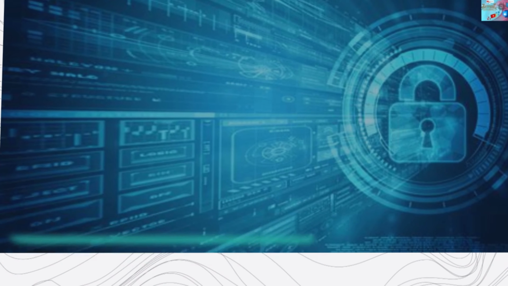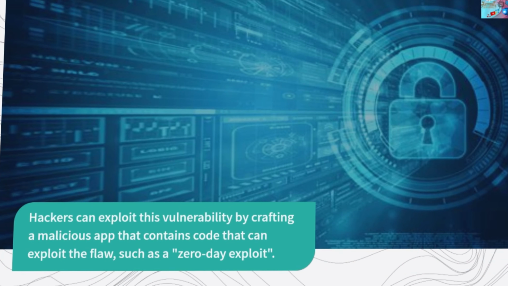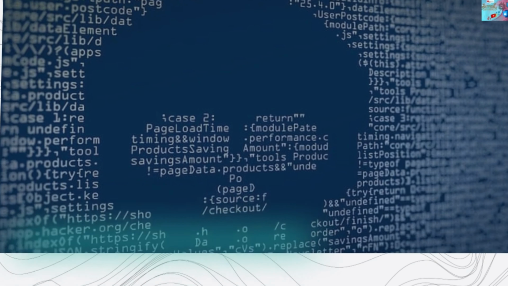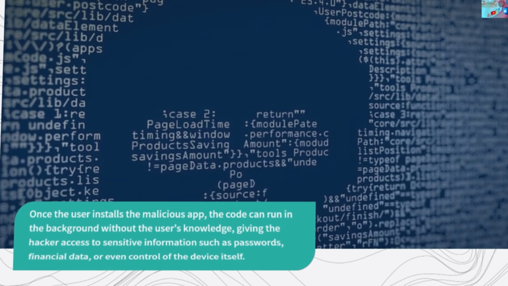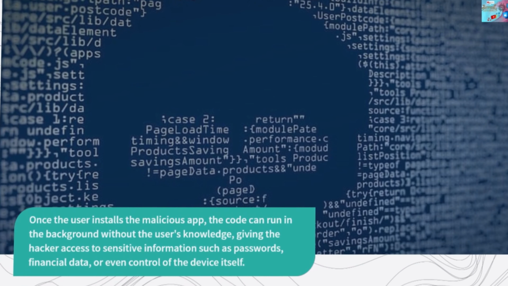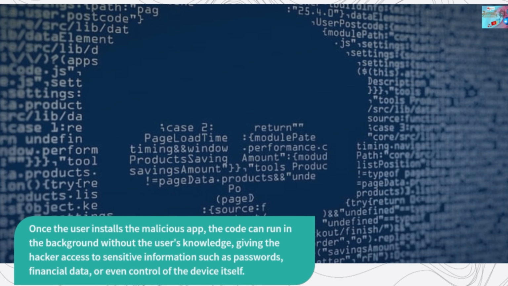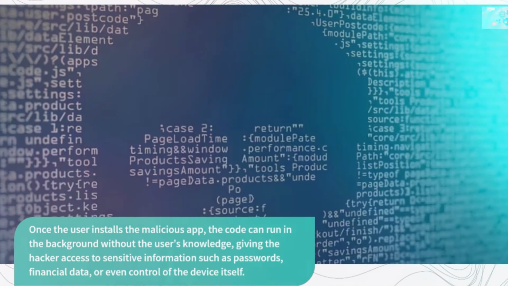Hackers can exploit this vulnerability by crafting a malicious app that contains code that can exploit the flaw, such as a zero-day exploit. Once the user installs the malicious app, the code can run in the background without the user's knowledge, giving the hacker access to sensitive information such as passwords, financial data, or even control of the device itself.